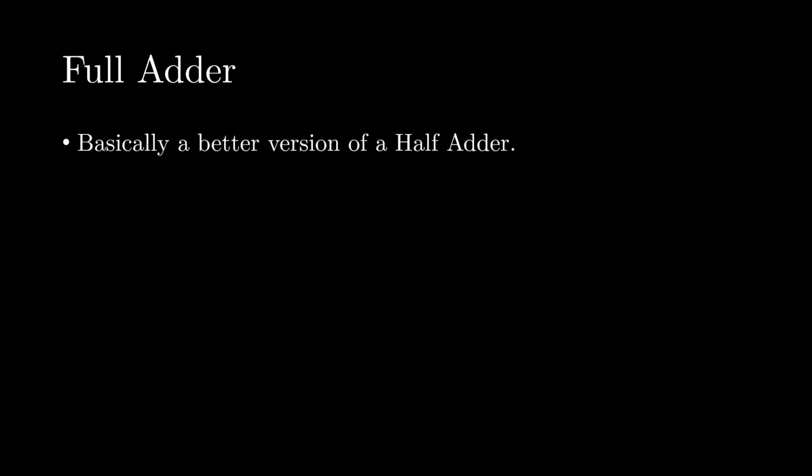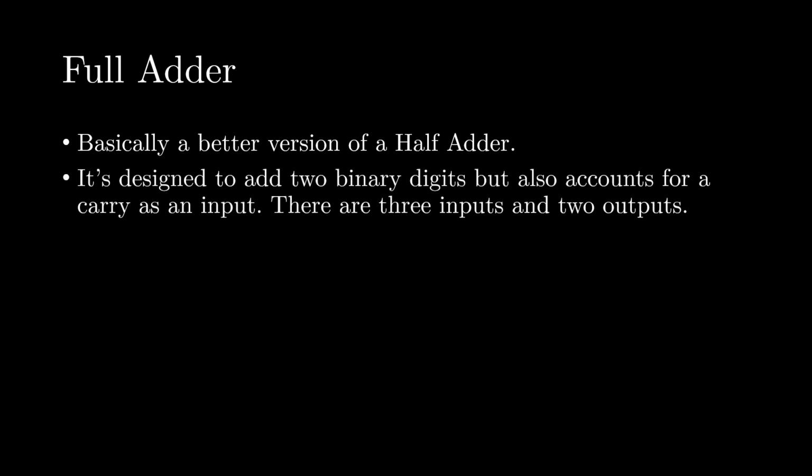Now let's talk about the full adder. So the full adder is basically just a better version of a half adder. With the half adder, you only add 2 inputs. But with this one, it's designed to add 2 binary digits, but also accounts for a carry as an input. So there are 3 inputs and 2 outputs. Regarding the 3 inputs, one of them is a carry, and the 2 other inputs are the same as the half adder. So imagine you're adding 2 binary digits, let's say 0 and 1. But in this case, there's a carryover from whatever you were adding up before, right? The sum of this is going to be 0, and you carry out a 1.